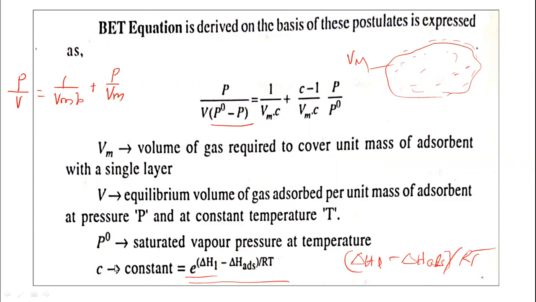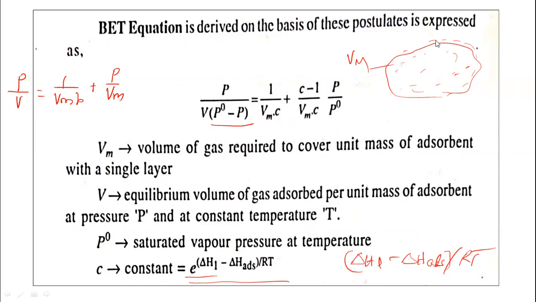On the basis of these assumptions, BET derived the equation, and that equation is given here. P upon V into (P0 minus V) is equal to 1 upon Vm into C, plus (C minus 1) divided by Vm into C, into P upon P0. In this equation, Vm is the volume of the gas required to cover the unit mass of the adsorbent. You can see here.